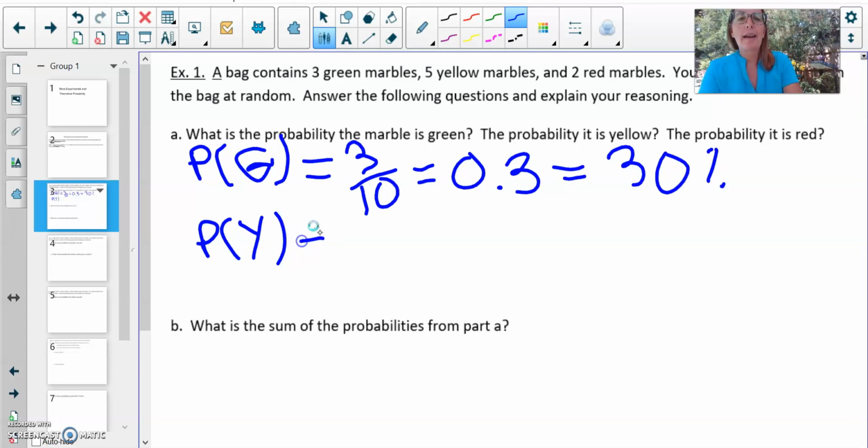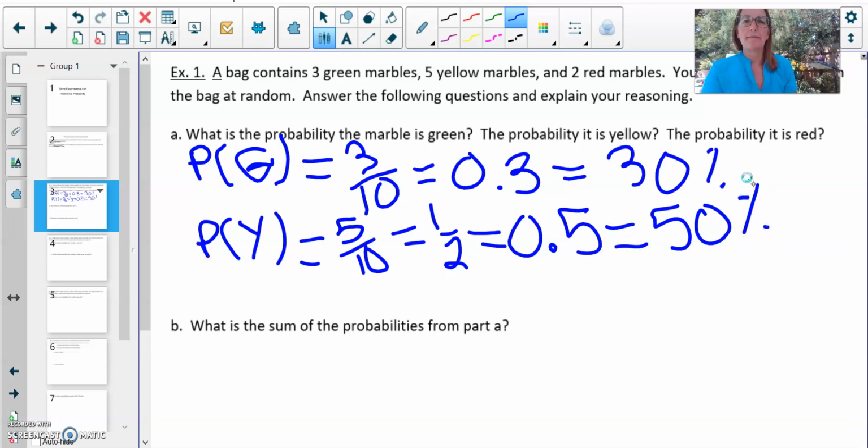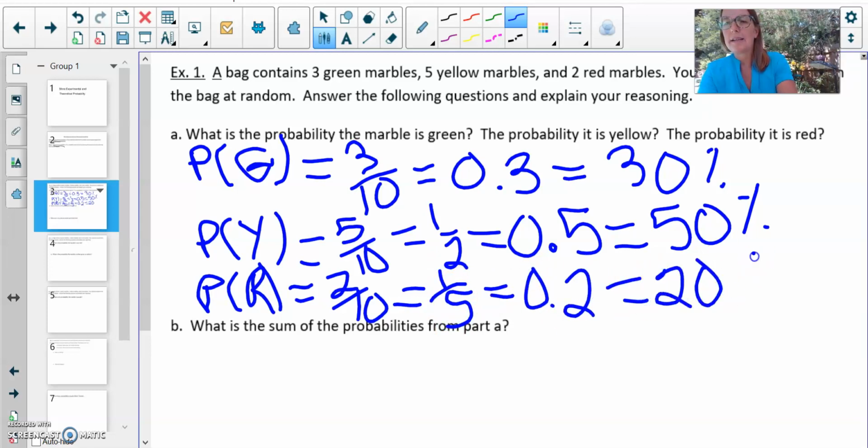The probability of yellow. There are 5 yellow out of the 10 total, so it's 5/10. That reduces to 1/2. As a decimal, 0.5. As a percent, 50%. The probability of red: there are 2 red out of the 10 total, so it's 2/10, or 1/5. As a decimal, 0.2. As a percent, 20%. Okay, so those are all of our probabilities.